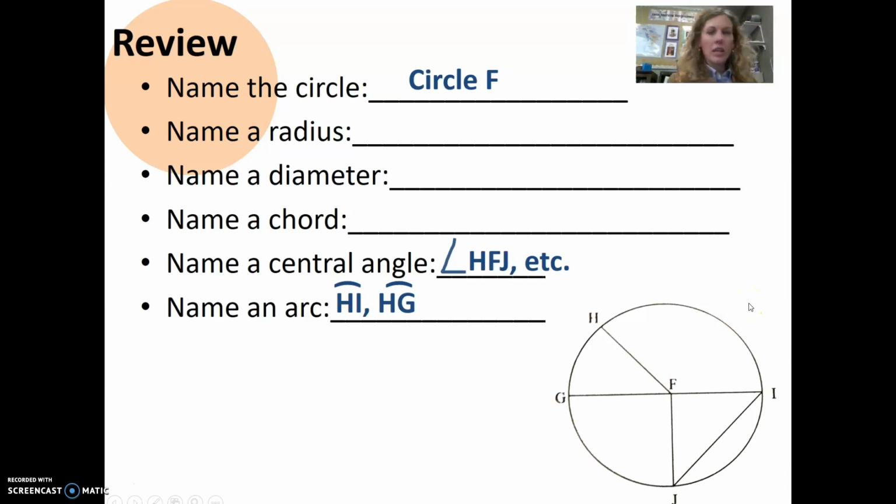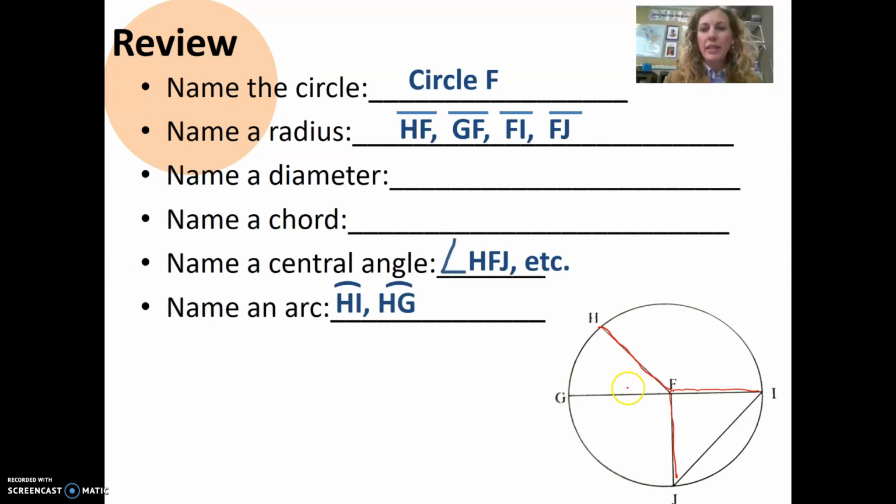And then if we're going to name a radius, we're going to look at these line segments that extend from the center to any point on the circumference. On this circle there are several. There's one here that starts at F and goes to H, and that would be called line segment FH. There's line segment FI, line segment FJ. There are a bunch. Line segment FG.